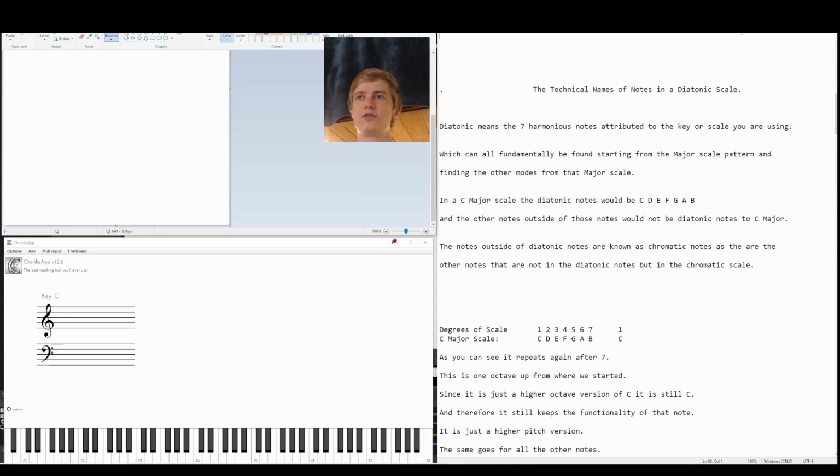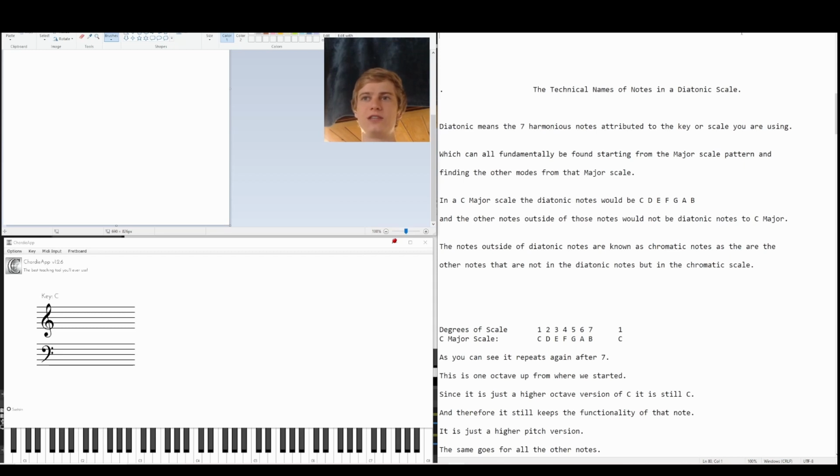Okay, the technical names of notes in a diatonic scale. Diatonic, I don't really want much confusion to be in these videos, so I want to break down a lot of stuff. If it takes a little while, that's good because we're going to have less confusion down the road. So diatonic is a word that is describing the 7 harmonious notes attributed to the key or scale we are using, which can all fundamentally be found starting from that major scale pattern and then finding the other modes from that major scale.